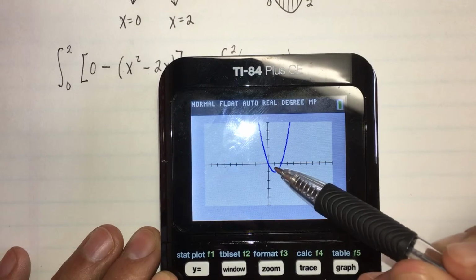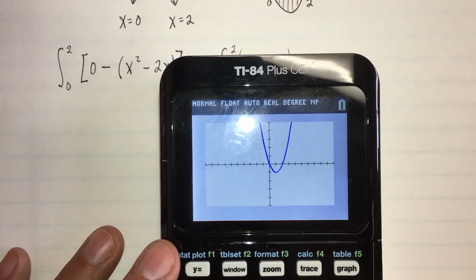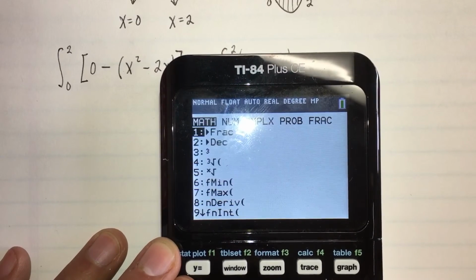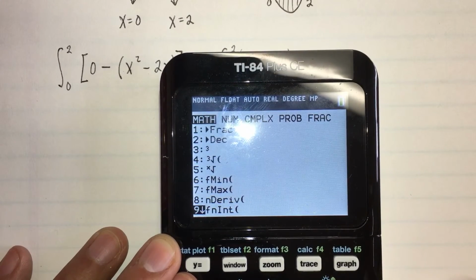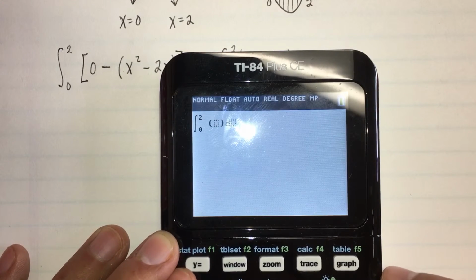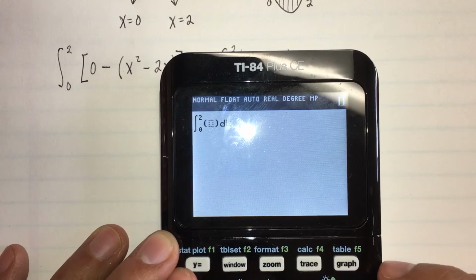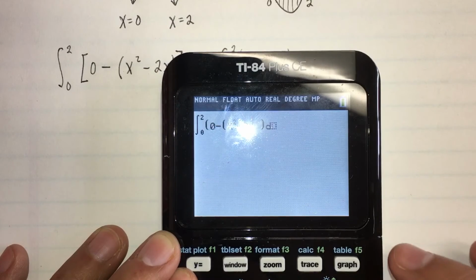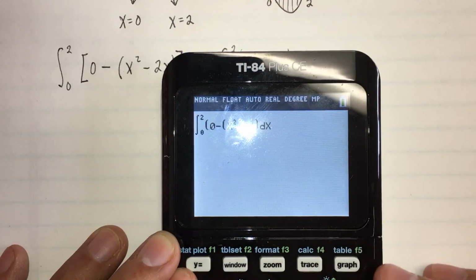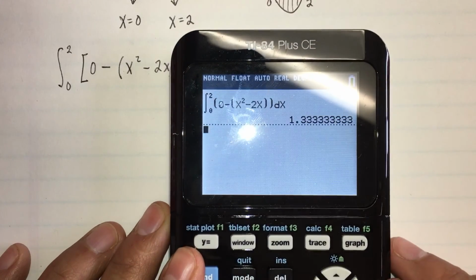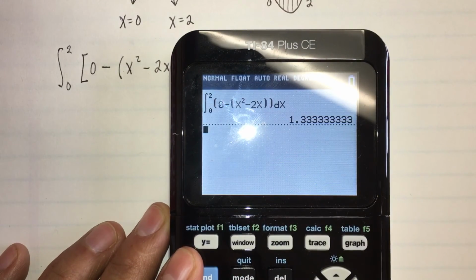So we're trying to find this area, and to do that, we can go to math, integral from 0 to 2 of our upper function minus the lower function with respect to x. And we get our answer of 1.33. That's also known as 4/3.